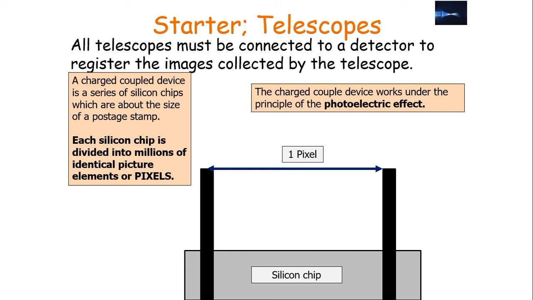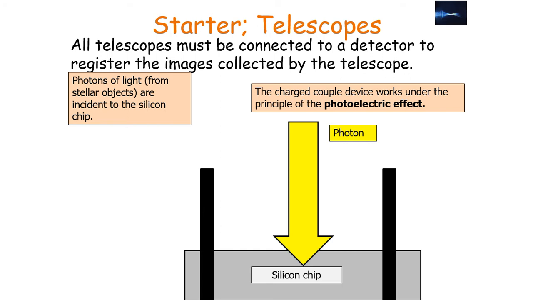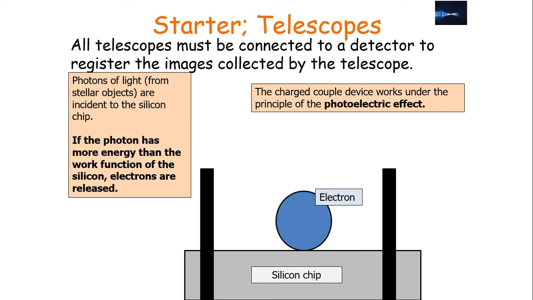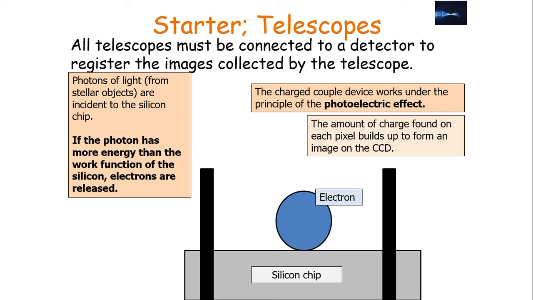So let's consider one pixel on a silicon chip of a charge coupled device. Photons of light from stellar objects are incident to the silicon chip. If the photon has more energy than the work function of the silicon, then the electron is released. Now, the amount of charge found on each pixel builds up over time to form an image on the CCD.